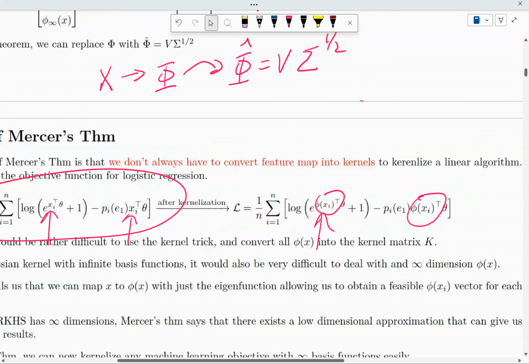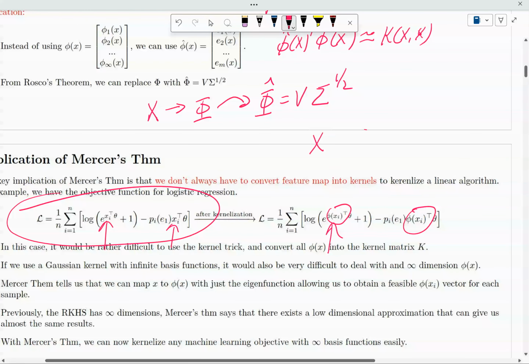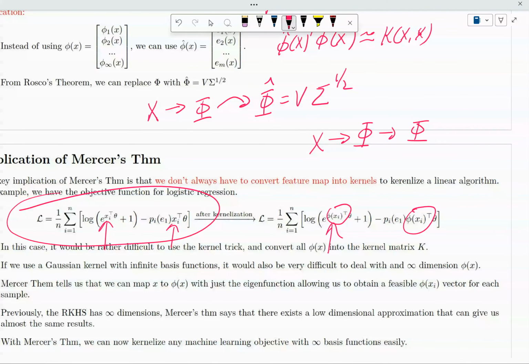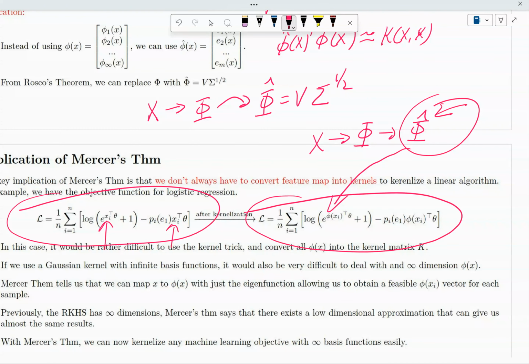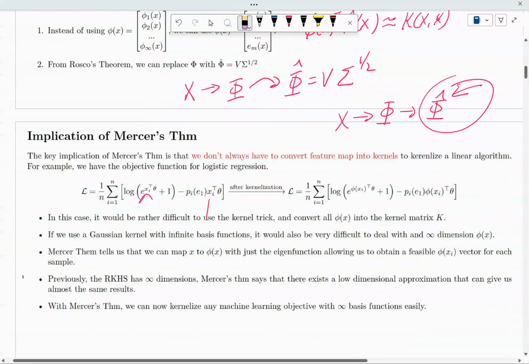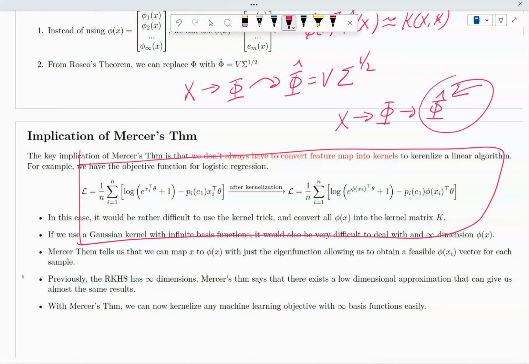Well, using Mercer's theorem, instead of x to phi, you can simply use phi hat. And therefore, this is no longer infinite dimension. So each row of this matrix is simply the ith sample in RKHS. And since this is finite, we can now plug this in. Therefore, we can solve many, many problems that would have otherwise been impossible and make that possible. That's basically the key takeaway. It makes a lot of algorithms much easier because you don't need to do the kernel trick anymore.